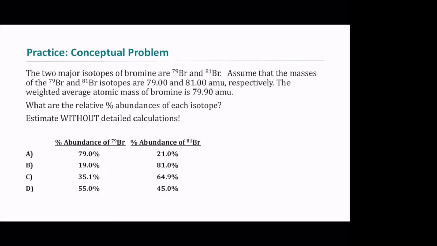Okay. What are the relative abundances of each isotope without detailed calculation? Which one of those answers is the only one that makes sense based on the information you're given? B as in boy, D as in dog. Very good. How'd she do that?